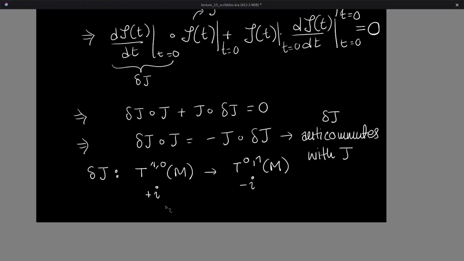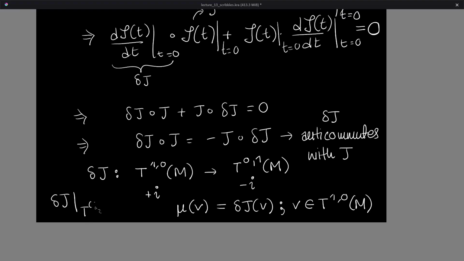So we can define a specific vector field or tensor field. We'll call it mu, and we'll define it such that mu of v is equal to delta J of v whenever v is an element of T^{1,0}M. So this is just a restriction. This is just delta J restricted to T^{1,0}M.